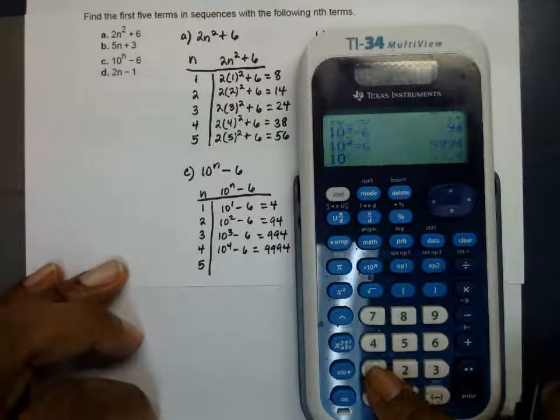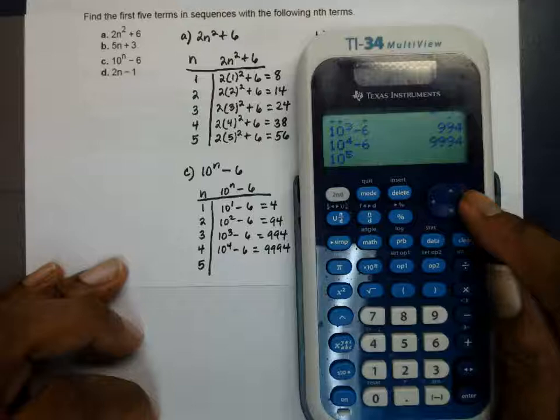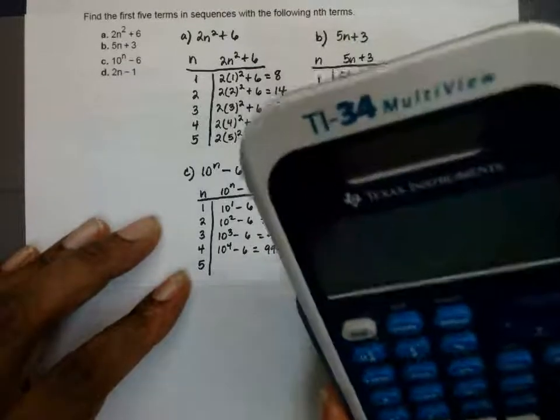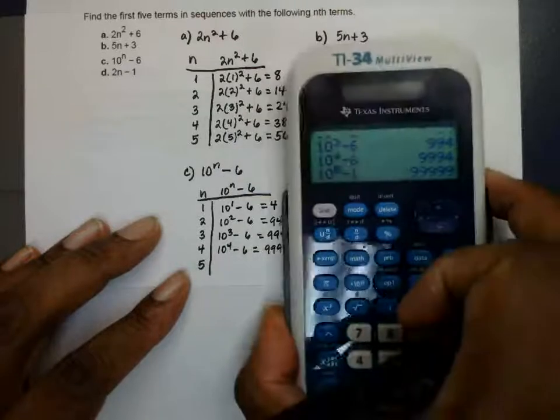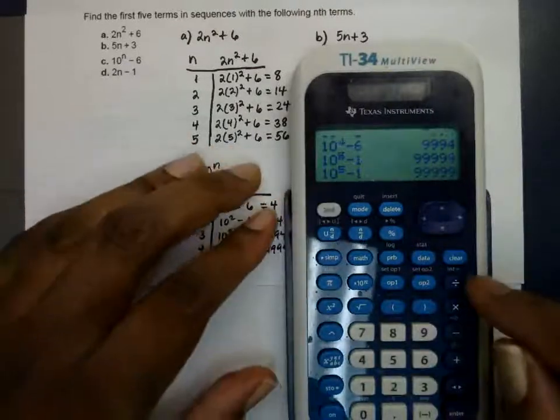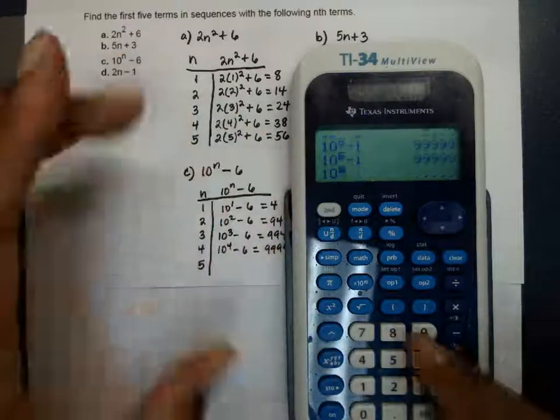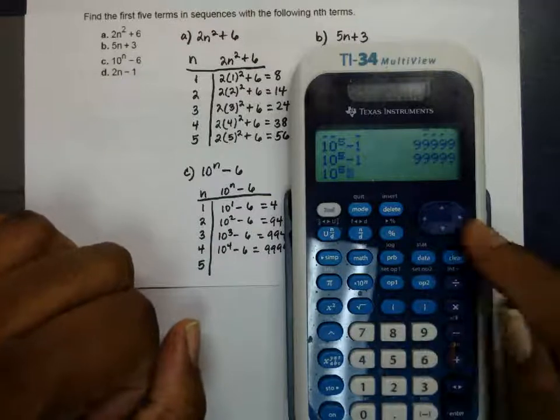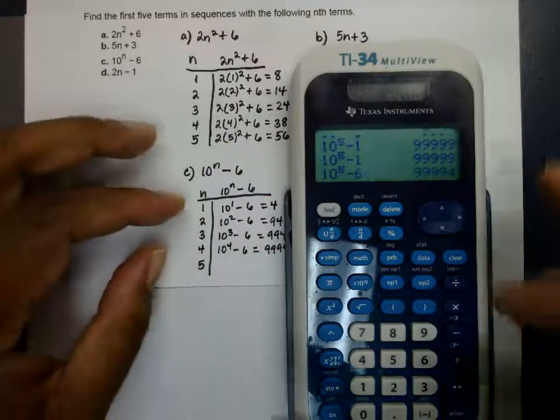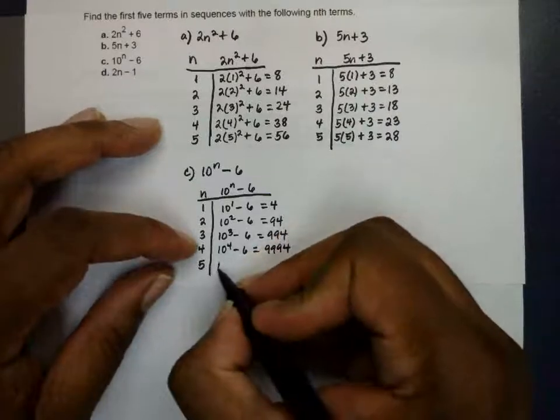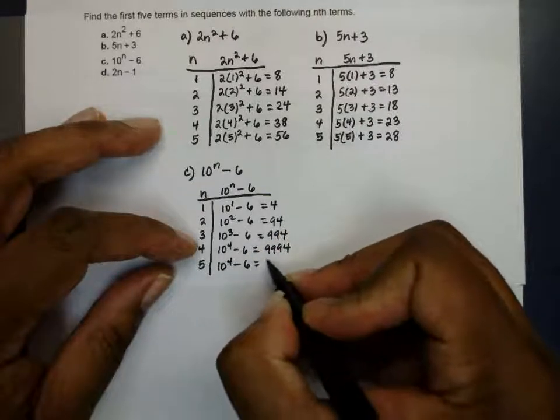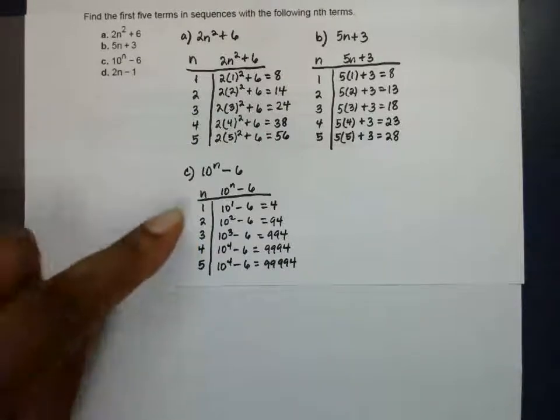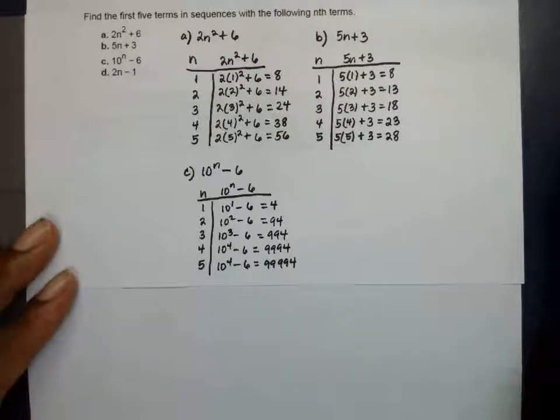So for n is 5, this will be 10 to the fifth minus 1. 99,999. I mean minus 6. Wrong. I'll do it again. 10 to the fifth, minus 6. 99,994. So you can pretty much determine a pattern from this one right here in part C.